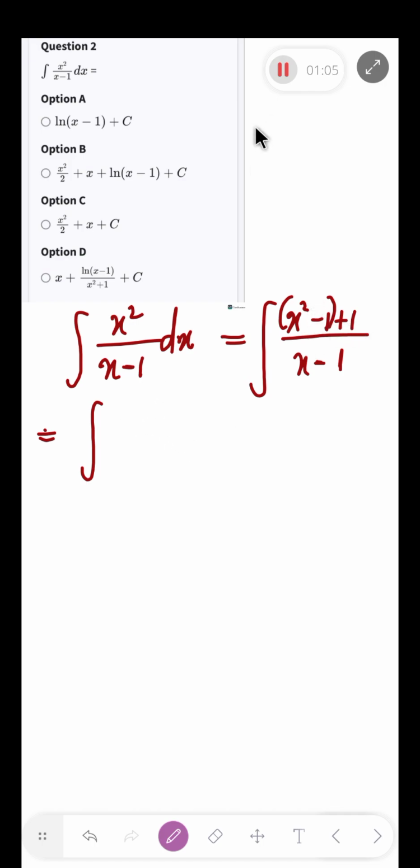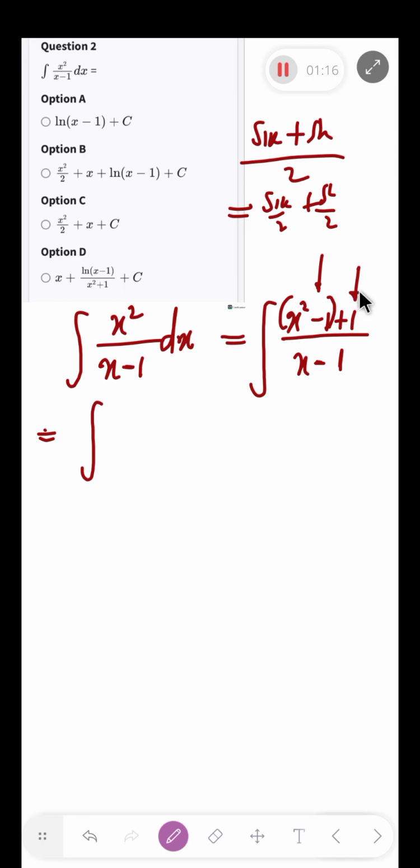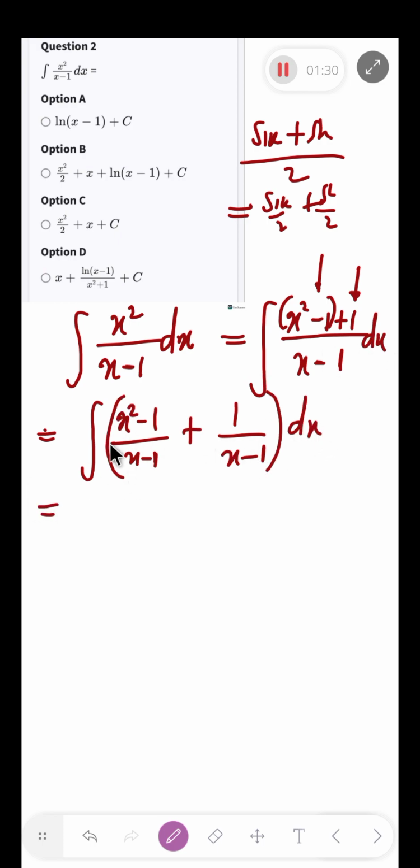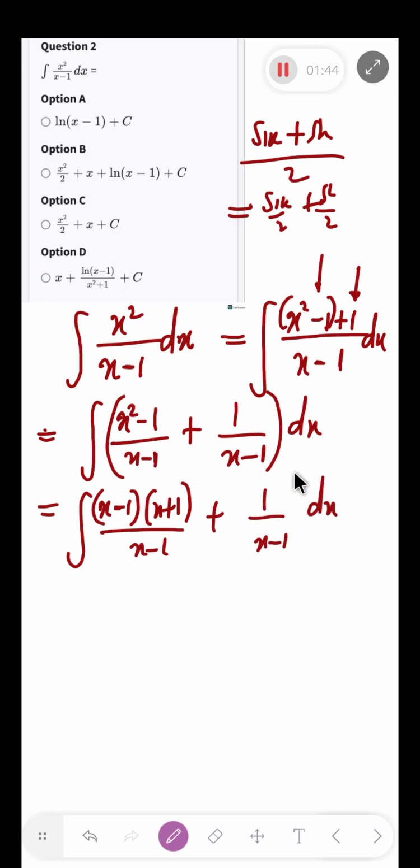Now, if you have something like a plus b over 2, mathematically that's a over 2 plus b over 2. You do the same thing here. That will be x squared minus 1 over x minus 1, plus 1 over x minus 1, all into dx. Is that clear? Now this is a difference of two squares: x squared minus 1 implies x minus 1 times x plus 1, and also plus 1 over x minus 1, all into dx.